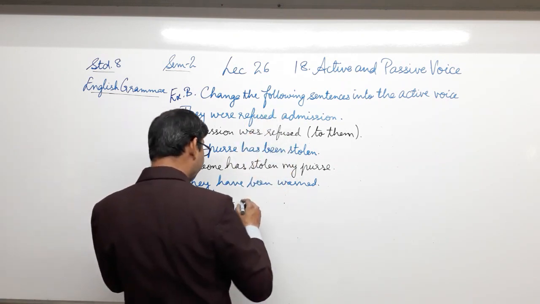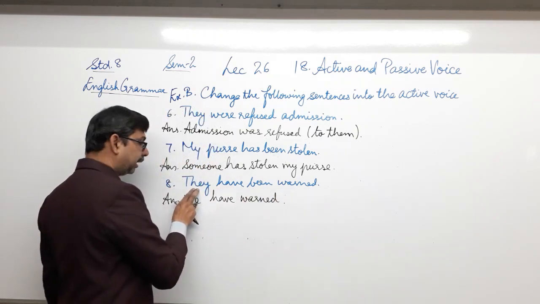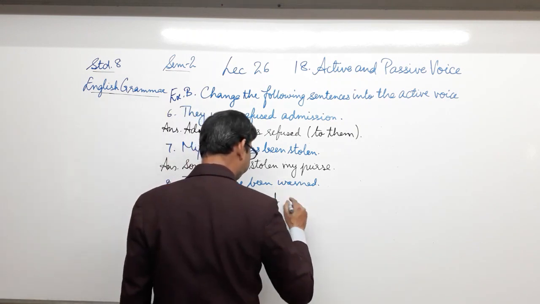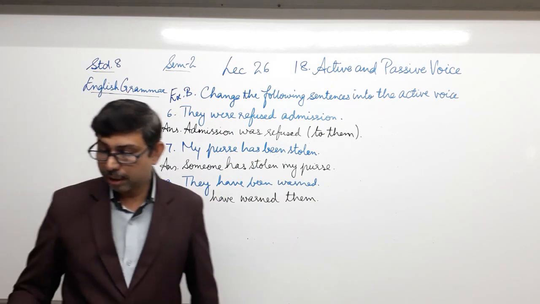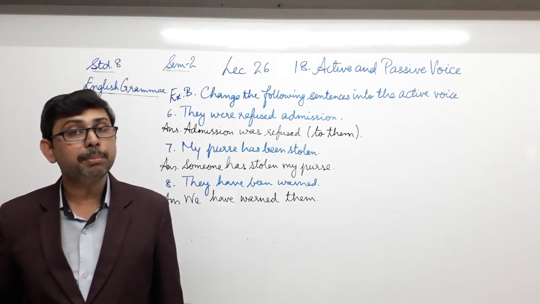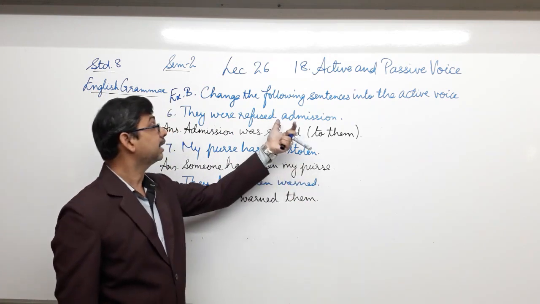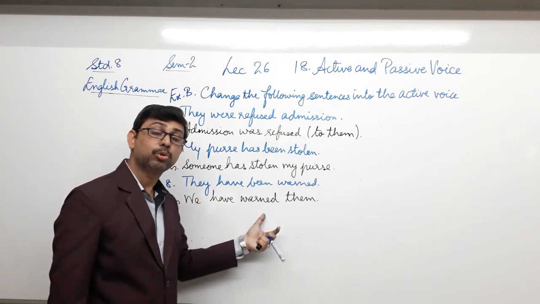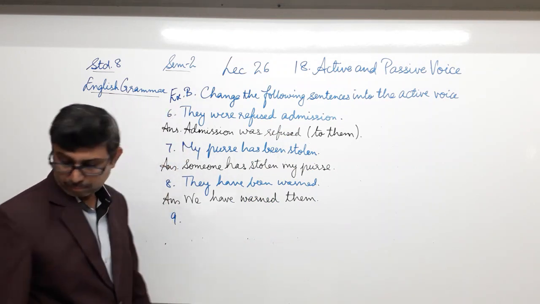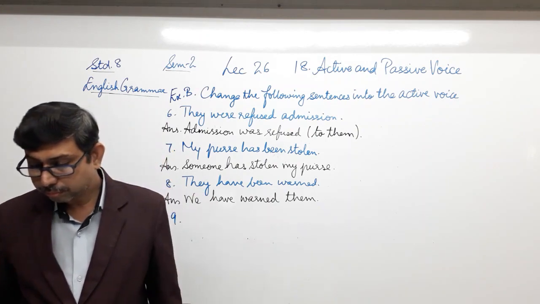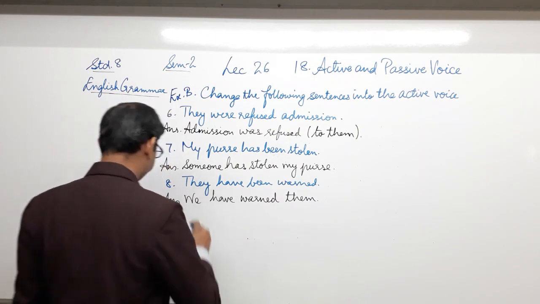Hence, we have warned. And whom have we warned? They. They changes to them. We have warned them. That is how we made the change without using the bracket to them. So directly writing them and not to them over here. Unlike the sixth sentence, this is not the similar one. So do not get misguided. Next one, number 9. Elections are held every year.